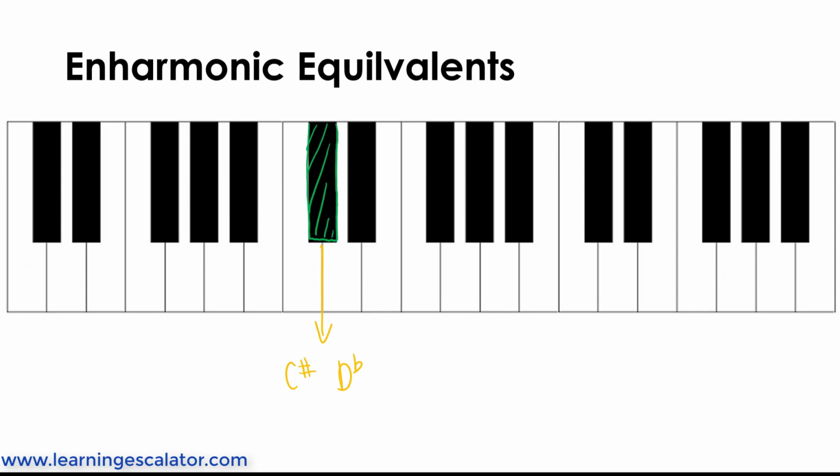Another example, you could do like this note. So this note can be written as A sharp or B flat. So A sharp and B flat are also enharmonic equivalents. And another example could be like this note. So this note could be F flat, or it can be E. So these are enharmonic equivalents, two different note names that represent the same note on the keyboard.